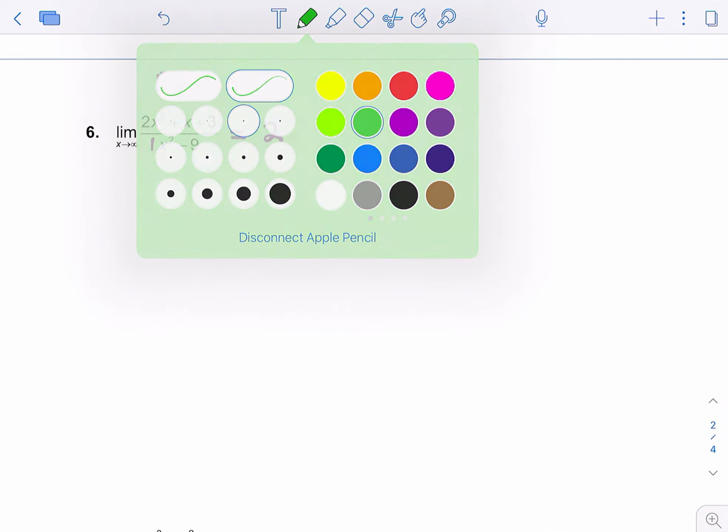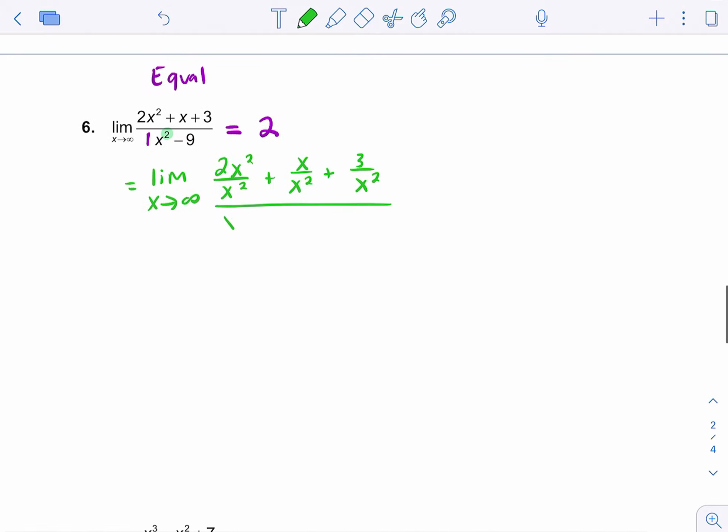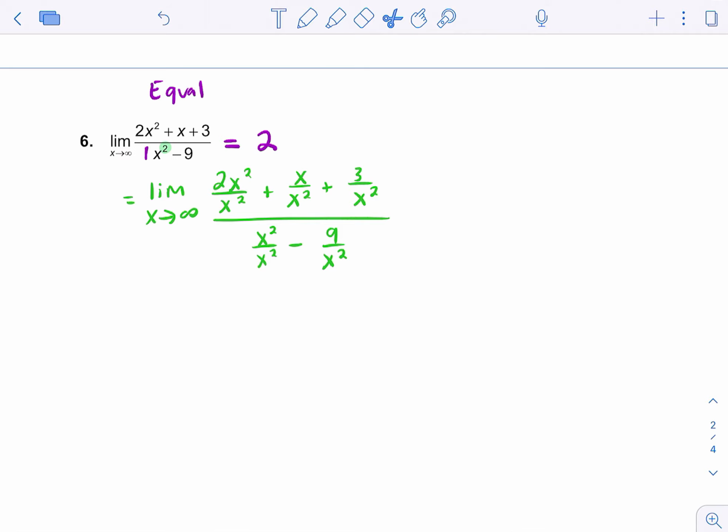So, all right, our rule is we take the highest degree of the denominator and we divide everything by it. So that makes this the limit as x goes to infinity of 2x squared over x squared plus x over x squared plus 3 over x squared, all over x squared over x squared minus 9 over x squared. All right. So then next up, now we're going to simplify this down.